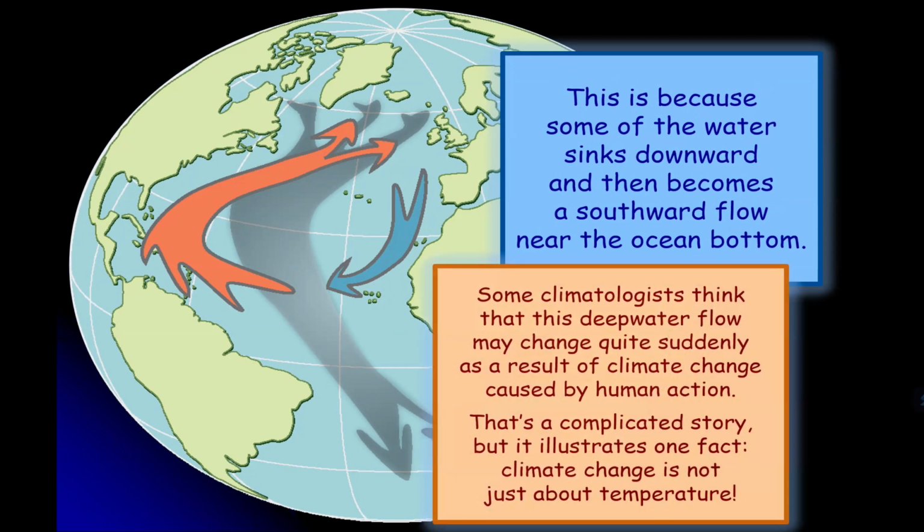This is what scares some climatologists because they think that this deep water flow can change quite suddenly as a result of global warming. And when we're causing the climate to change by human action, it could trigger something that could happen in just a couple of years. It's a really complicated story, but it illustrates an important fact. Climate change is not just about temperature. It's also about things like ocean currents and winds. And that's another story somewhere, but it's a part of the story of ocean currents too.